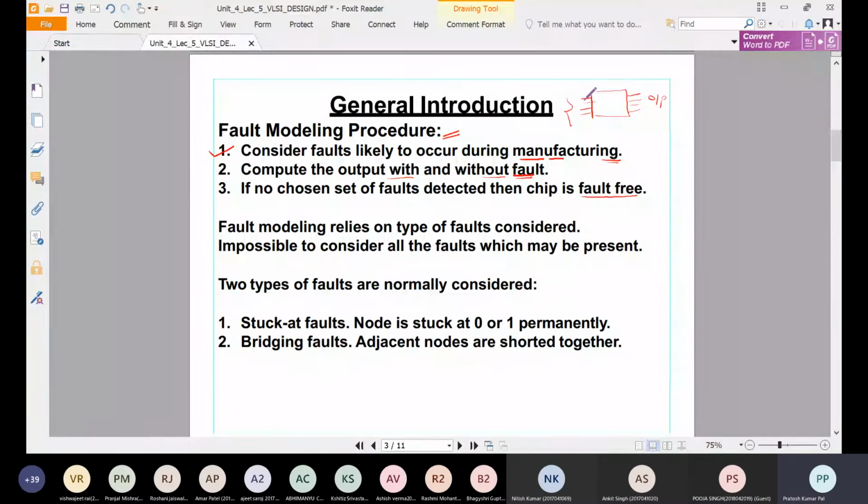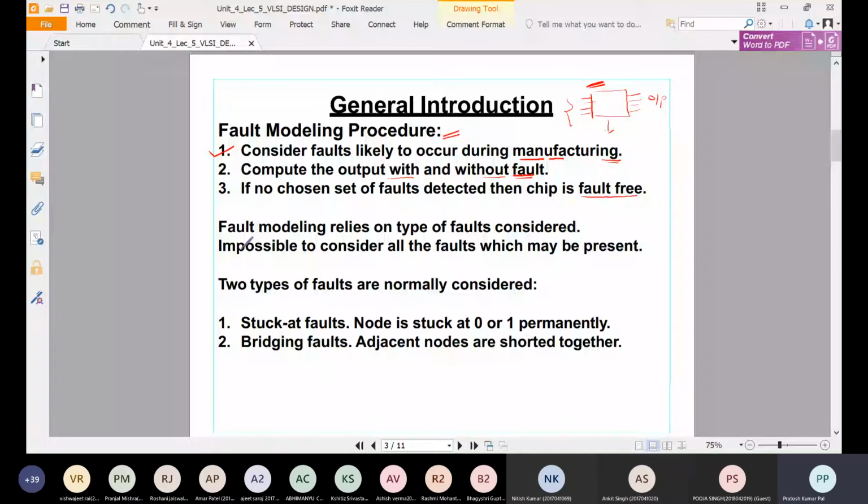And if at the end we have got the output that is showing no fault in the chip, that means it is a fault free chip. Okay, so in fault modeling we will be going through these. We will first consider some faults that occurred at the time of manufacturing. Now we will check the output without fault and with the fault, and if there is no fault, that means it is free from any fault and it is a correct chip that can go for production.